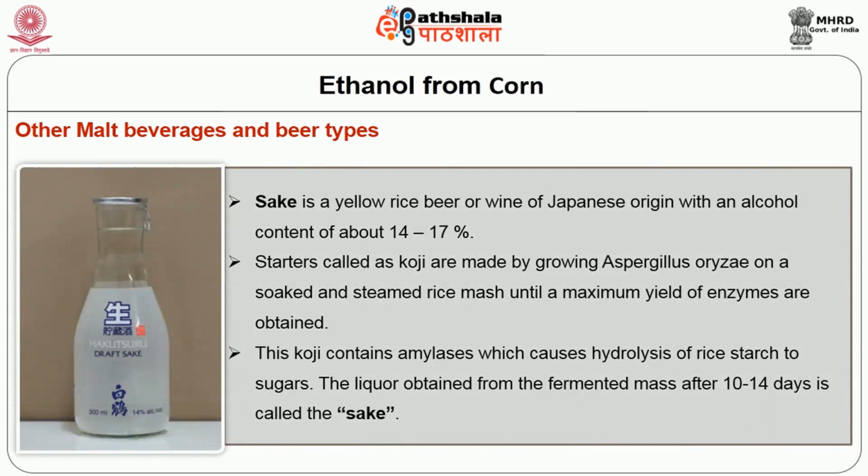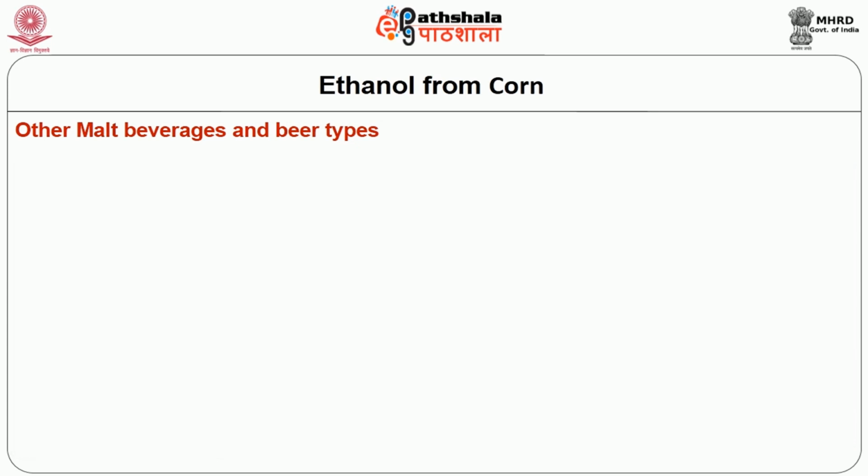Sake is a yellow rice beer or wine of Japanese origin with an alcohol content of about 14 to 17%. Starters called koji are made by growing Aspergillus oryzae on a soaked and steamed rice mash until maximum yield of enzymes is obtained. This koji contains amylases which cause hydrolysis of rice starch to sugars. The liquor obtained from the fermented mash after 10 to 14 days is called sake.